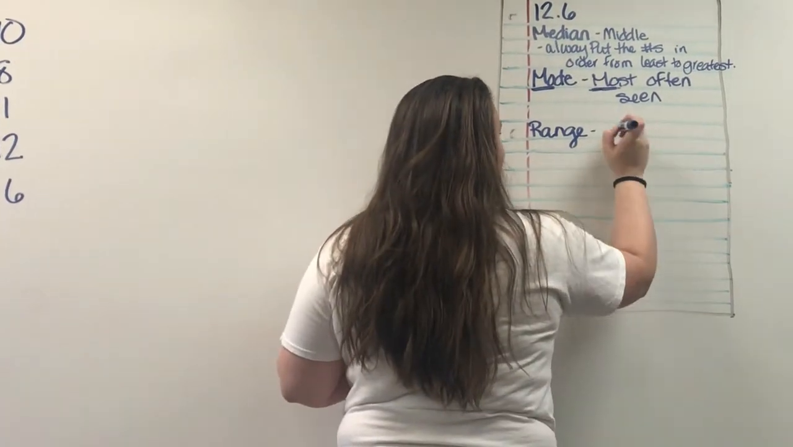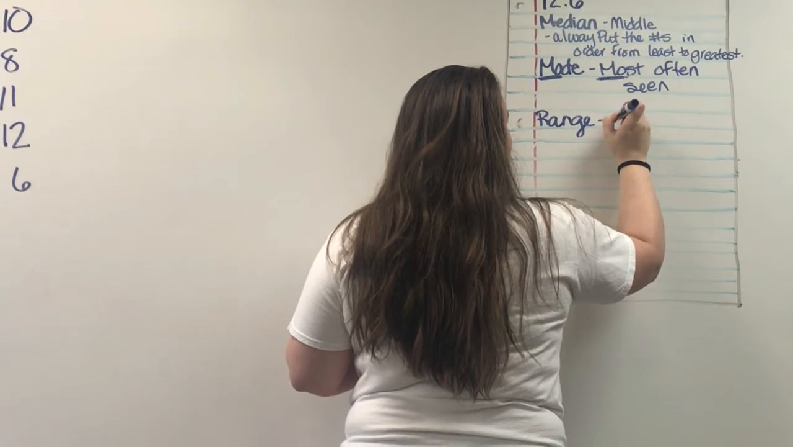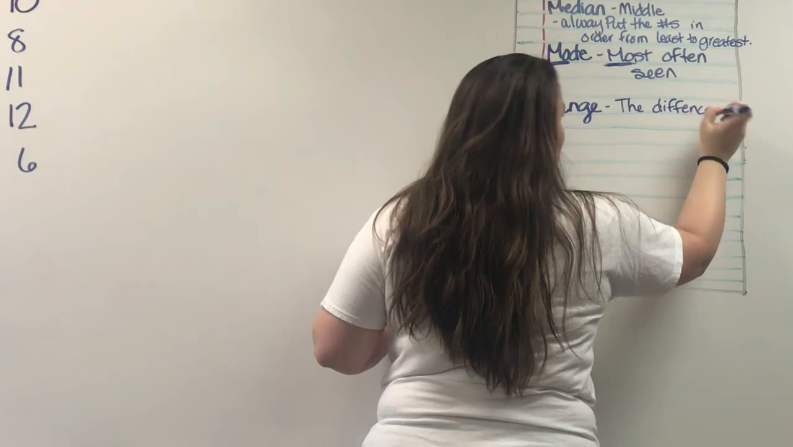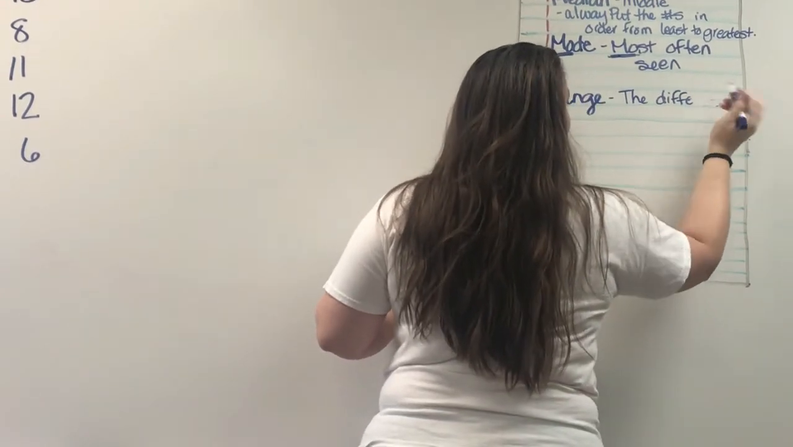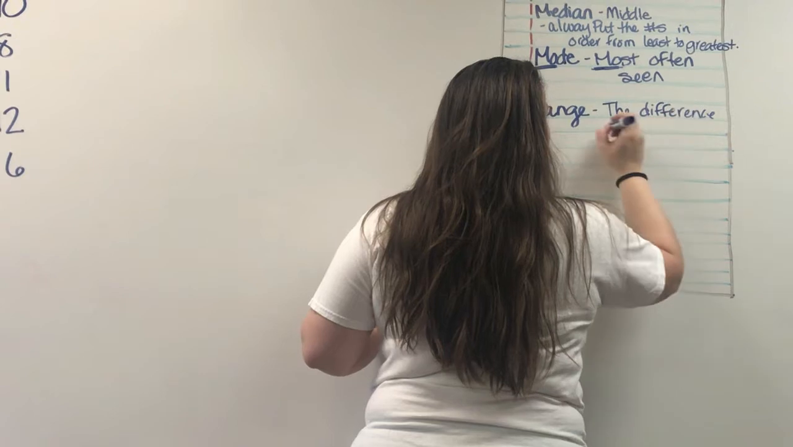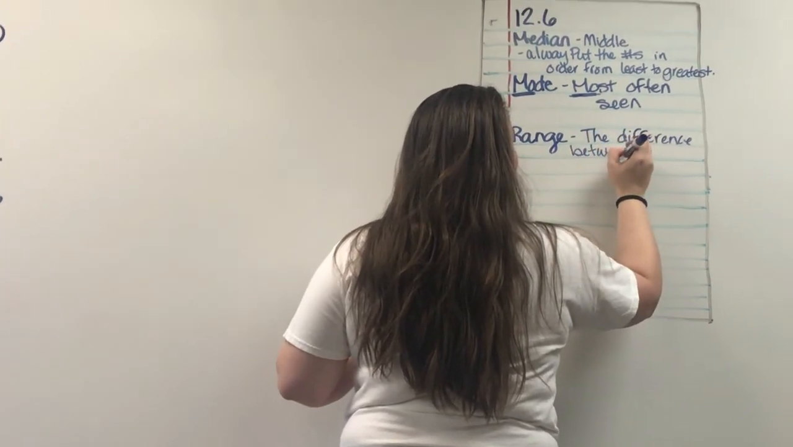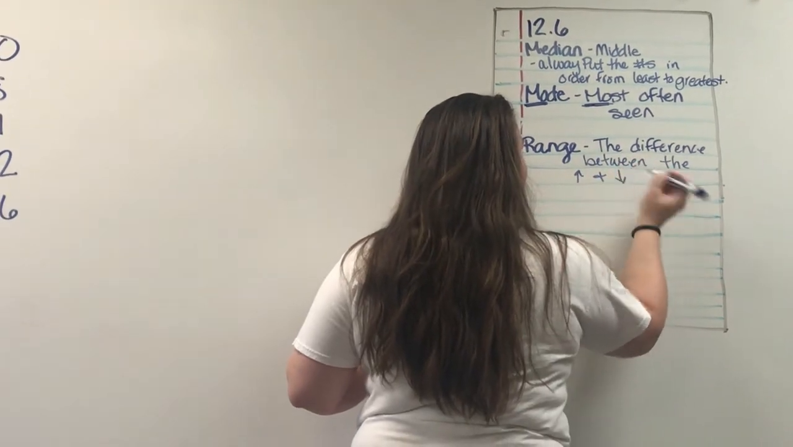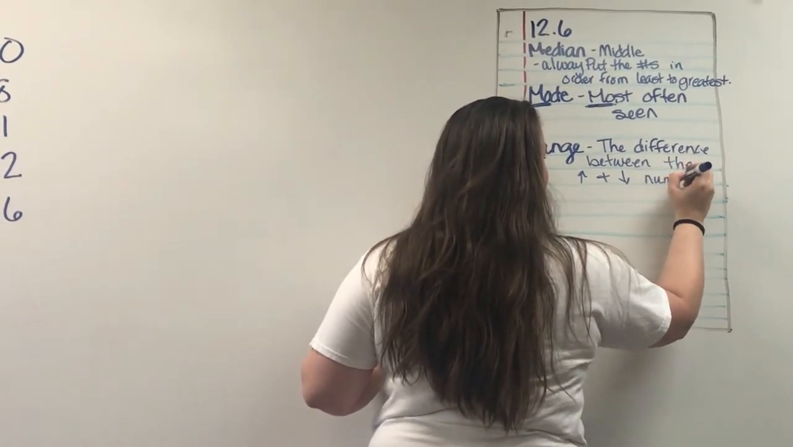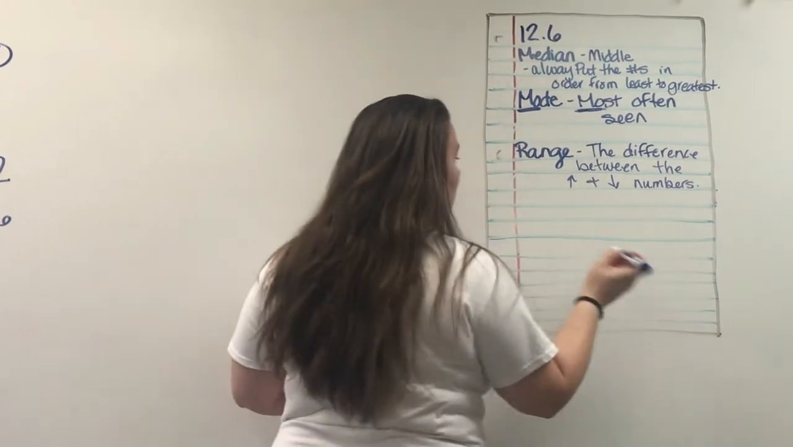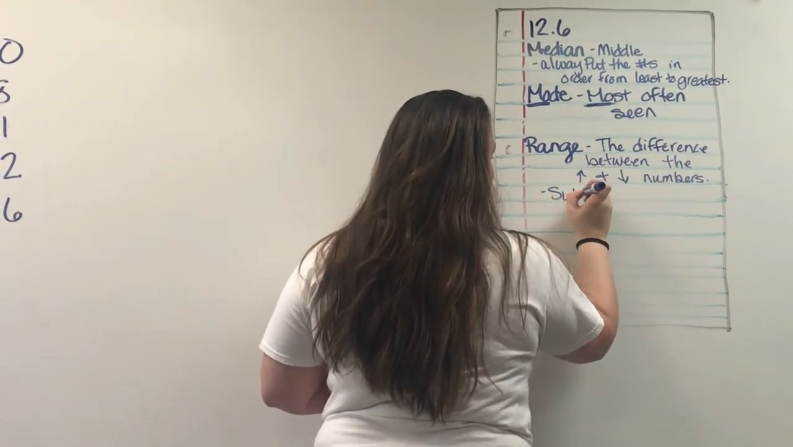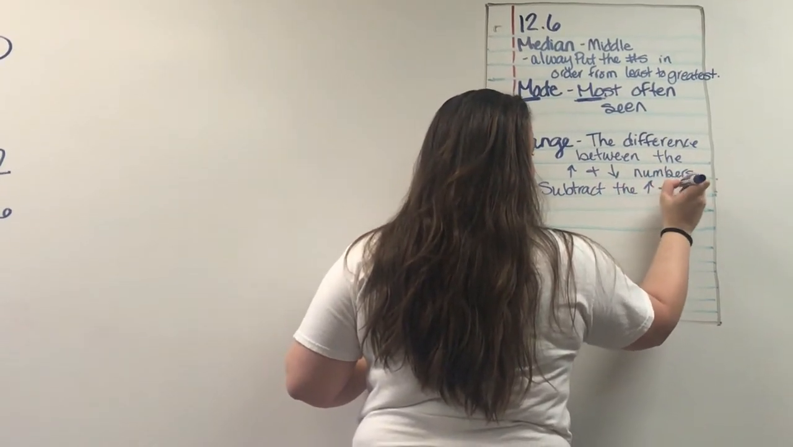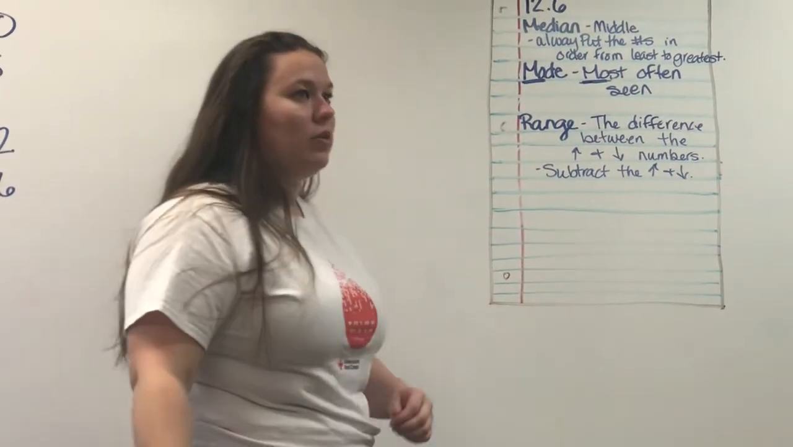And range is the difference between the highest and the lowest numbers. And how you get that is subtract the highest and lowest, and that will get you the range.